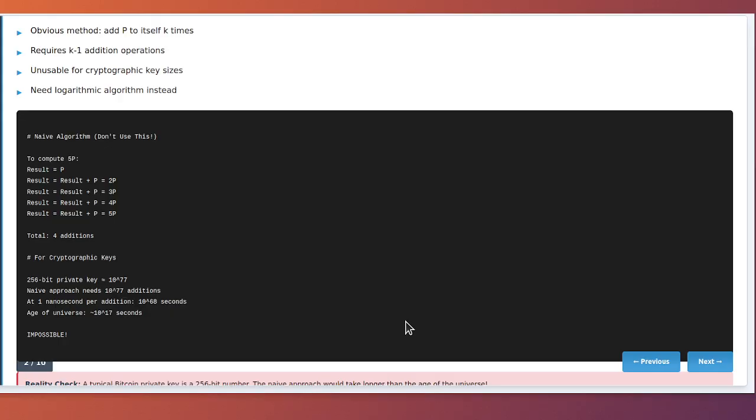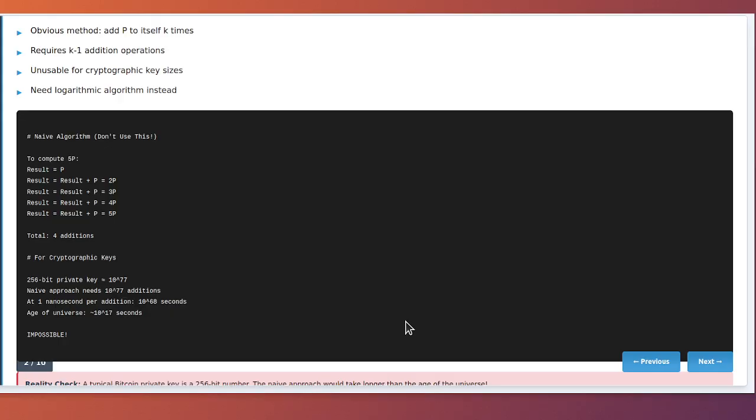The insight is to use the binary representation of k. Any integer can be written as a sum of powers of 2. For example, 13 equals 8 plus 4 plus 1, or in binary, 1101. So 13P equals 8P plus 4P plus P. If we can compute powers of 2 times P efficiently, meaning 2P, 4P, 8P, etc., then we can compute any multiple of P by adding the appropriate powers together.